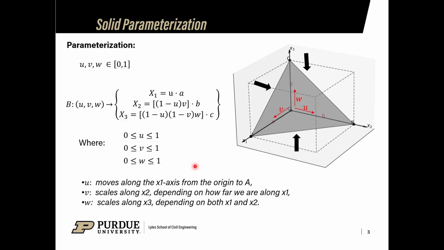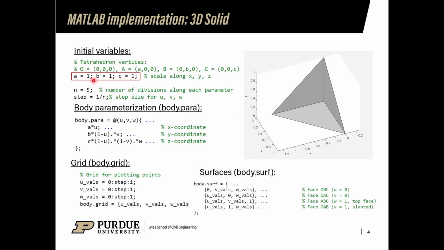Now, let's implement it in MATLAB. In our case, we will analyze the case where the three distances a, b, and c are all equal to 1. So here, we first define these values. Then, we choose the number of divisions along each parameter so that we can generate the points. Next, we include the parameterization as I showed before.